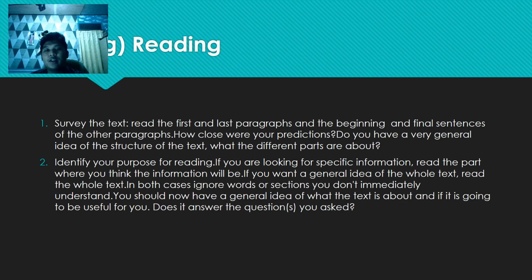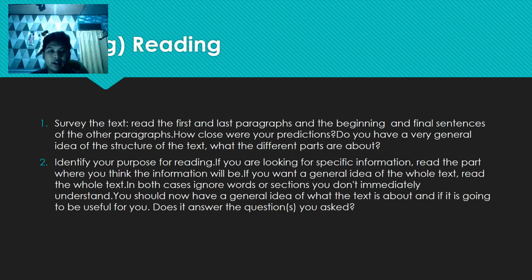During reading, read the text. Read the first and last paragraphs and the beginning and the final sentences of the other paragraphs. How close were your predictions? Do you have a very general idea of the structure of the text? What the different parts are about?